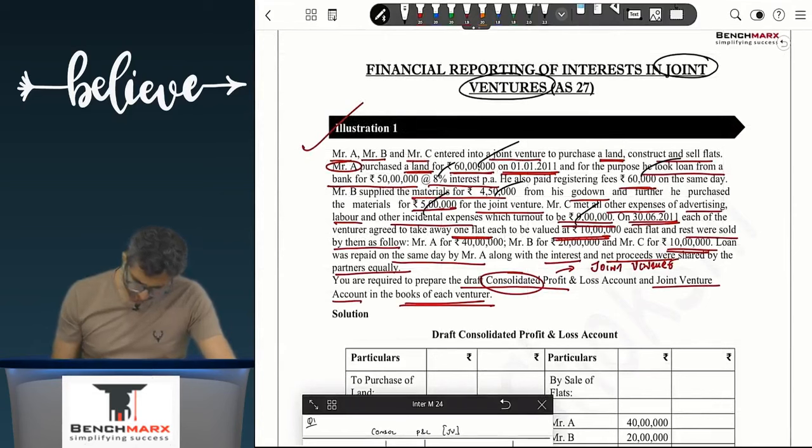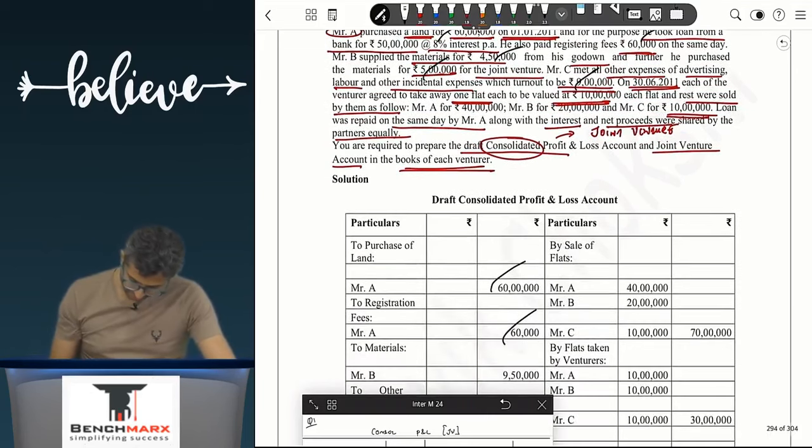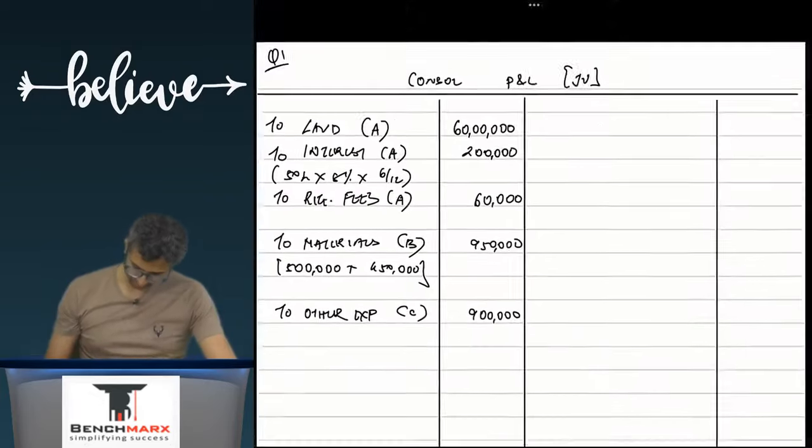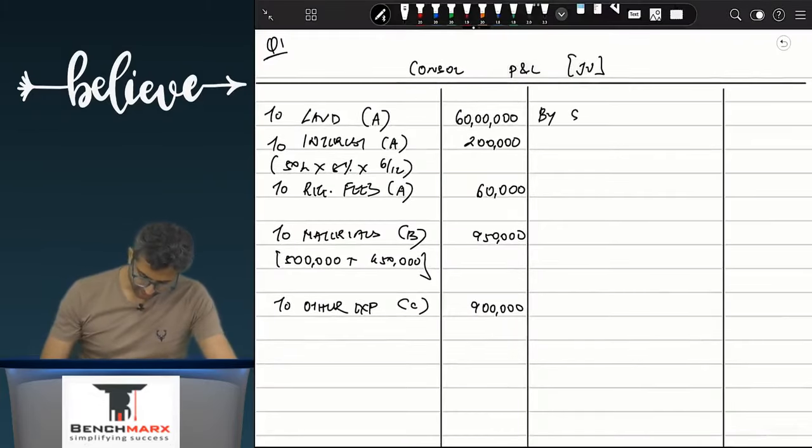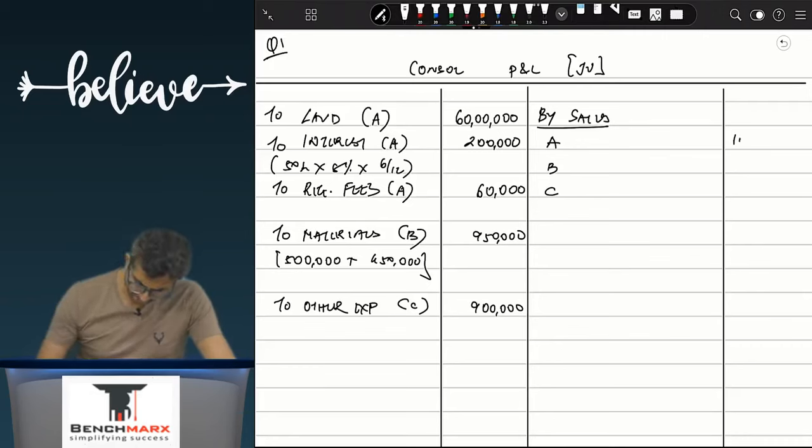On 30th June, each of the venturers agreed to take away one flat, to be valued at 10 lakhs each, and Mr. A, B and C are going to get 40, 20 and 10 otherwise. So this is by sales attributable to A, B and C. First you will have 10 lakhs to each of them.